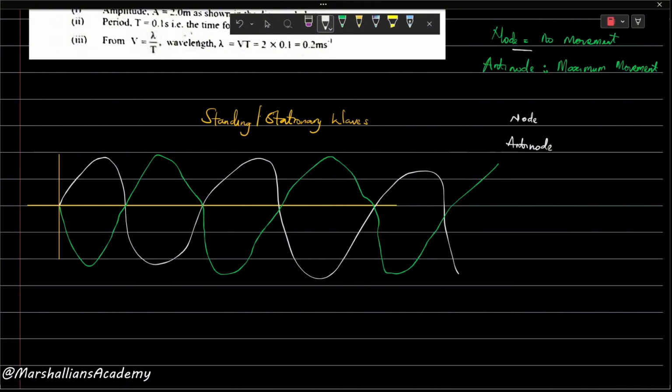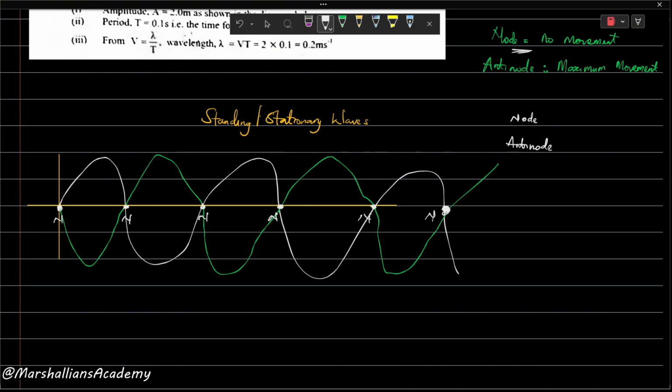I have written here that a node is a point whereby there is no movement in the wave. I'll illustrate it. The points where there are no movements in the wave are on the equilibrium point. So this is a node. This is a node. There are no movements there. It's on the equilibrium point. This is a node, and this is another node. There are no movements on this part of the wave.